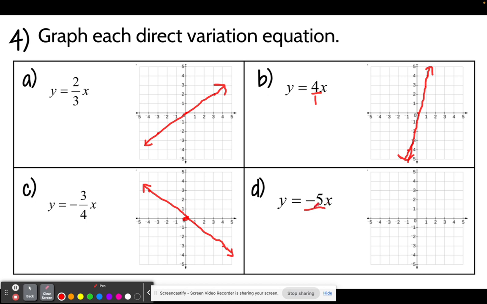Again, for negative 5 over 1, it's going to start at 0, 0. I can rise 5 and run 1 to the left, make it a negative 1. Or I can rise negative 5 or go down and run 1 to the right. And connect my points somewhat. It's such a long draw. If I come close, I'm surprised. So that would be my negative 5x.